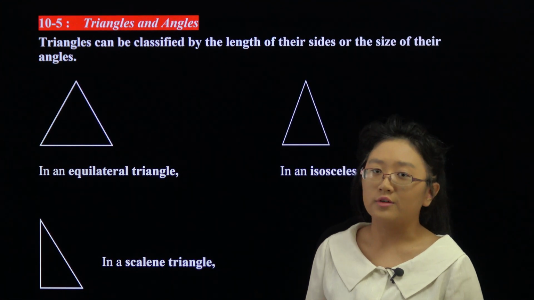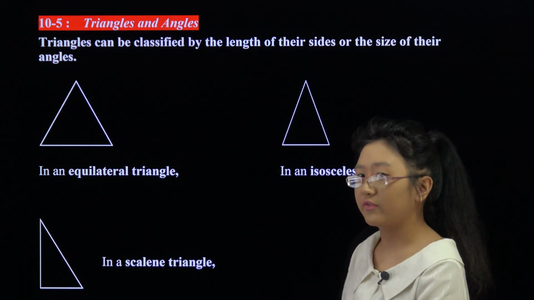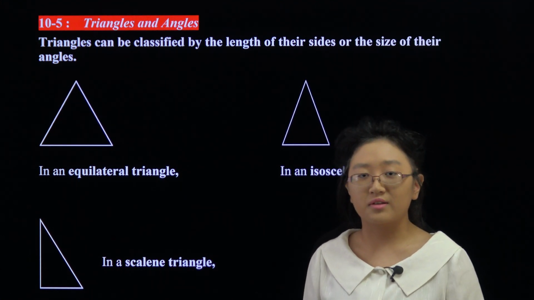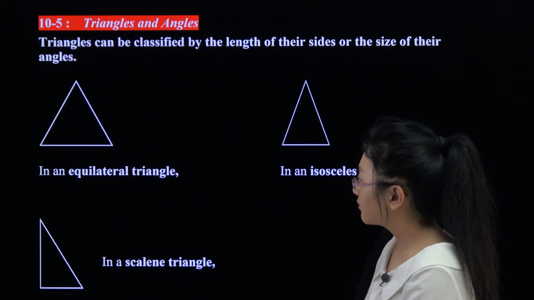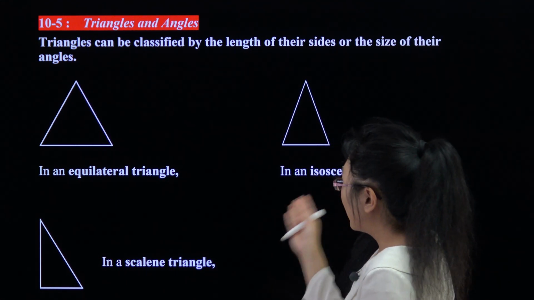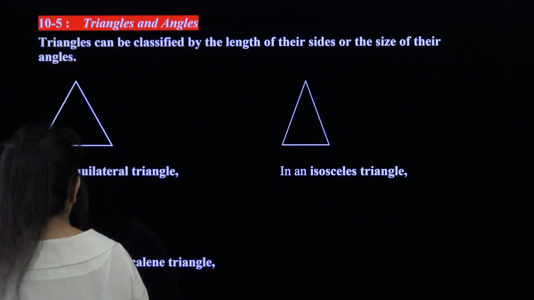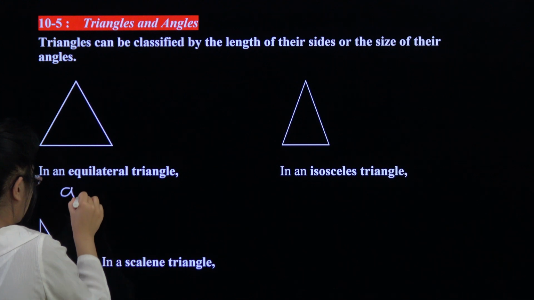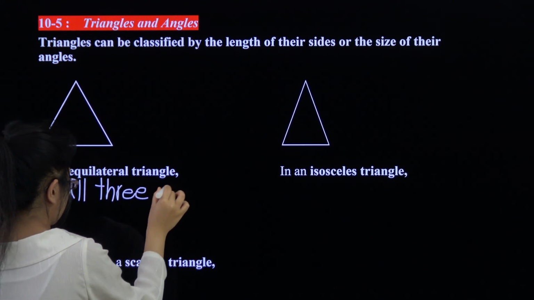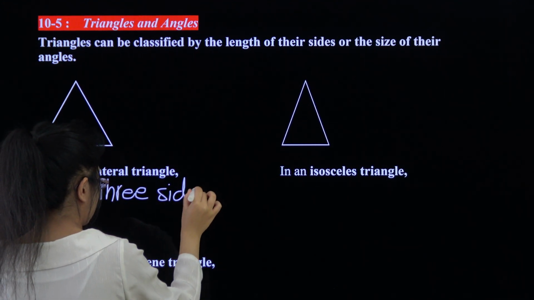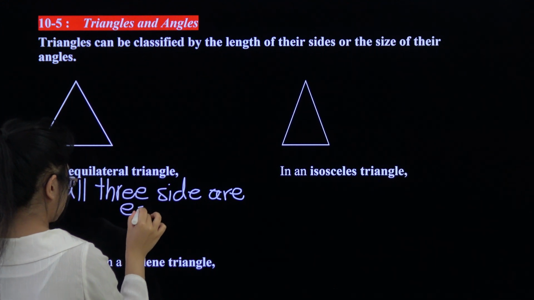On to the next section. So, triangles. In triangles, there's 2 big ways to classify them. The first one is side length, and the second one is angles. Now, here are the 3 for side lengths. There's equilateral triangles, which means all 3 sides are equal.